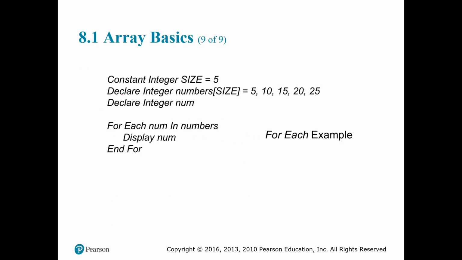As you can see here in this example, we declare a constant integer, size, equals 5. Then we declare our array. Also, remember size 5, so our array can hold up to 5 integers. And then we assign 5, 10, 15, 20, 25 to the elements that are in our array. So these are our elements that we're going to work with. And then we're going to declare an integer called num, because that's going to help us with our loop. And as you can see here, for each number in numbers, display num.